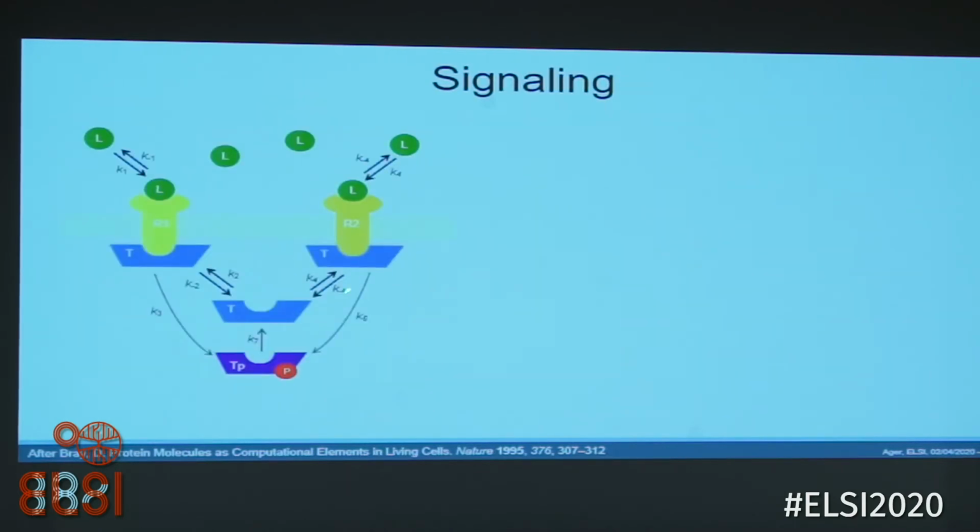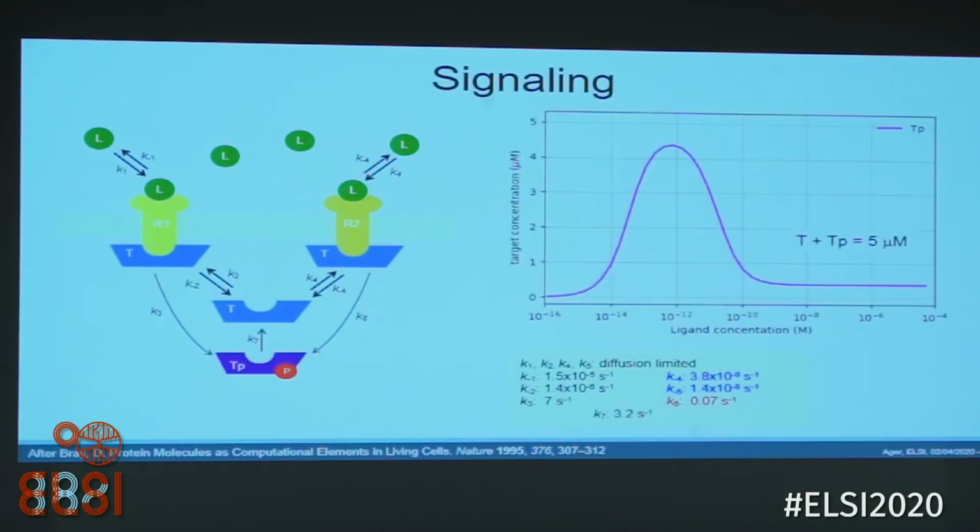There's more rate constants now. I've added the rate constants for binding of the target by the second receptor, also a rate for its phosphorylation. And what happens is that under a certain set of assumed rate constants, with increasing ligand concentration you reach a peak. And when the second receptor becomes active, you can see a decrease in the concentration of the phosphorylated target. So you get a spike response here. That's pretty interesting from a signaling point of view. And it's done with an extremely simple system.